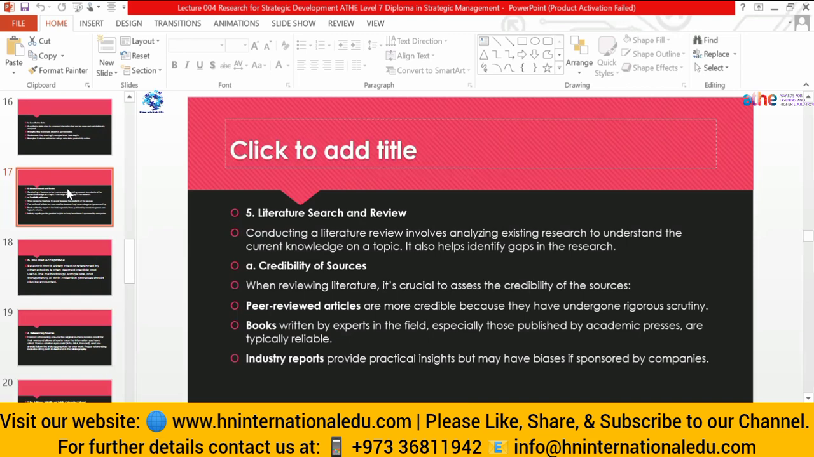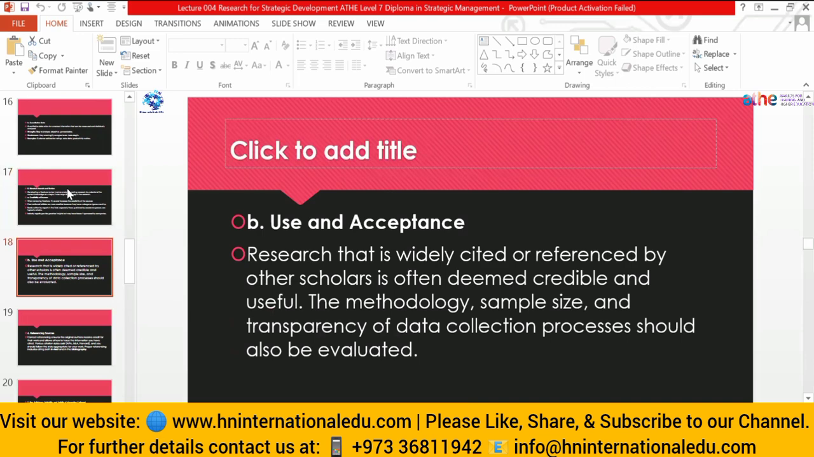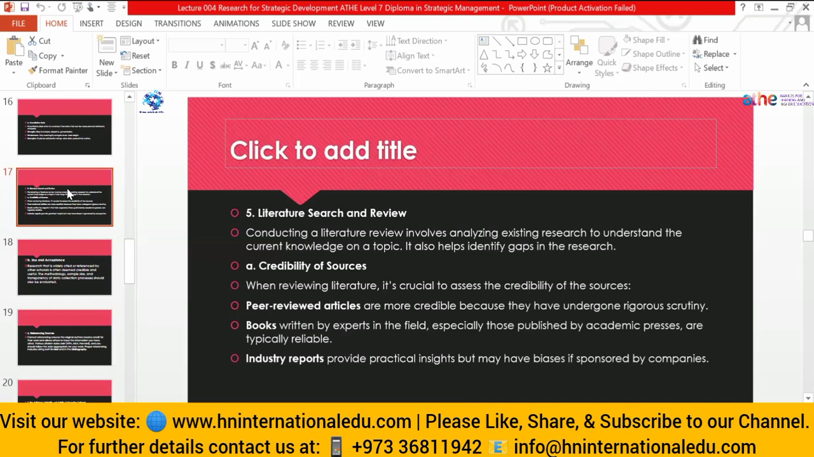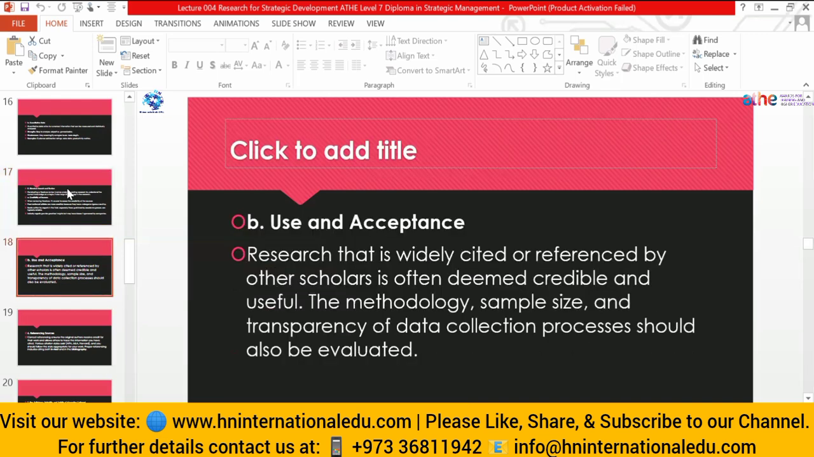And that's true as well, because it's very easy nowadays to be sponsored in every social media way too quickly. Then we have use and acceptance. This is the part B for it. First was credibility of sources for the literature review sources, and then use and acceptance.